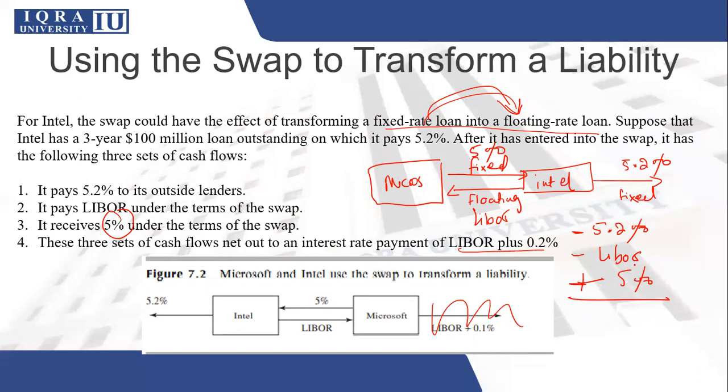So now you can see that LIBOR is not getting cancelled by anything. So you have LIBOR over here. Then you have negative 5.2% and 5%. Take the negative out. So this will become LIBOR plus 0.2%, because 5.2 minus 5 will give you 0.2. So this is now the rate that they are paying and they have effectively converted their fixed rate loan into a floating rate loan.